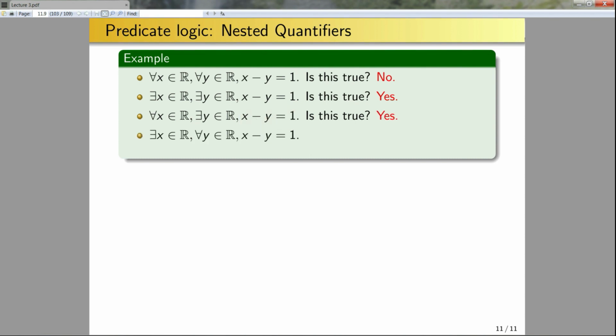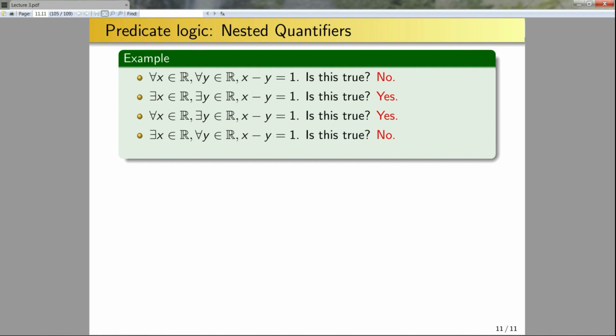Finally, I can swap this order. There exists an x in R for all y in R such that this is true. Is this statement true? Pause the video and think for a little bit. So no, this statement would not be true. What this statement is saying is that I can find some value of x such that no matter what the value of y is, this statement is true. And that is clearly not true.